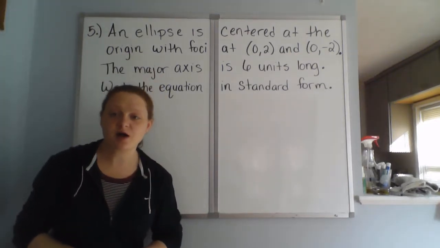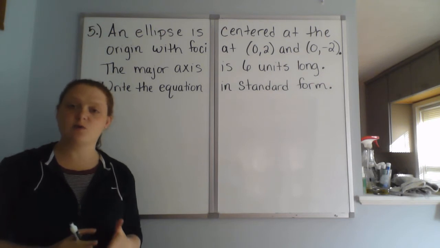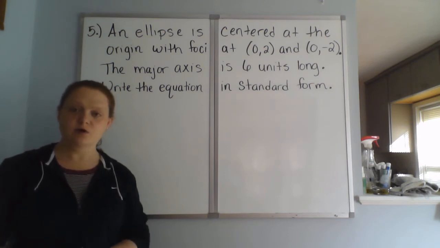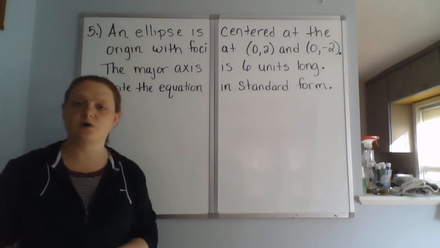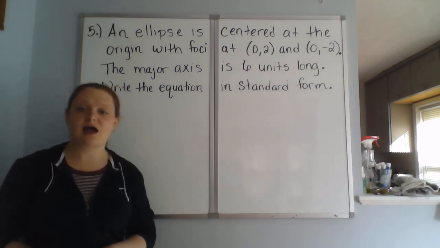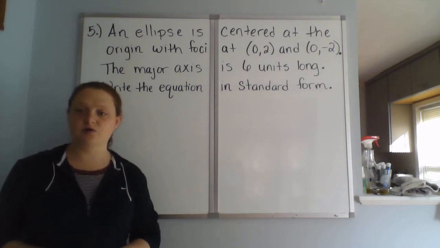For this final problem, we are going to take a look at having some information about an ellipse, and we want to write the equation in standard form. So this is one example, and you'll see something similar to this in your homework. An ellipse is centered at the origin with the foci at the points (0, 2) and (0, -2).